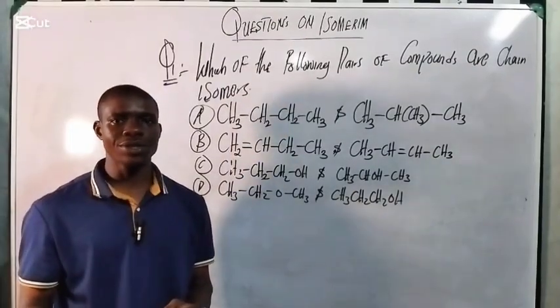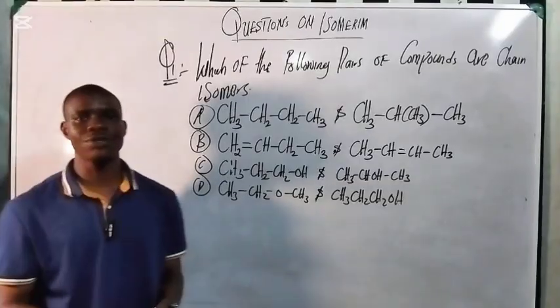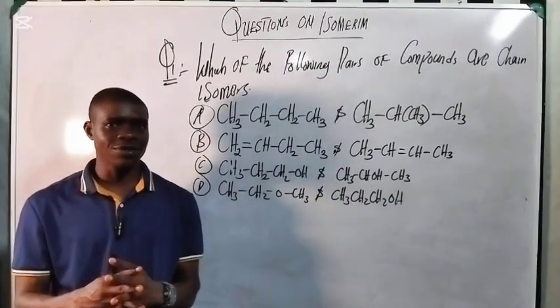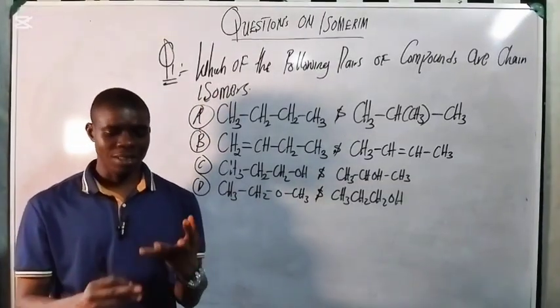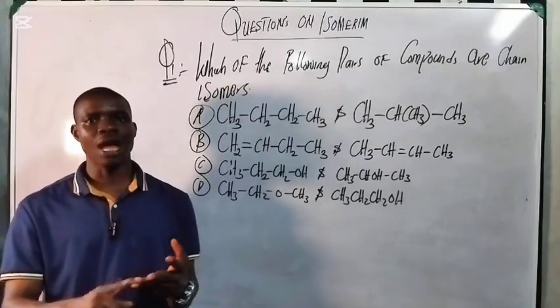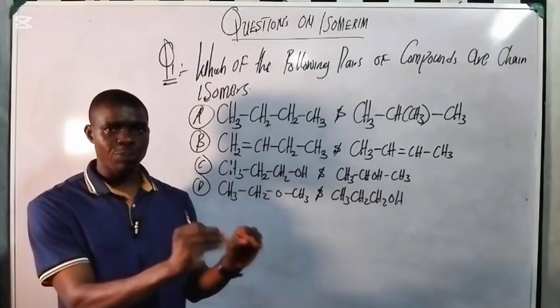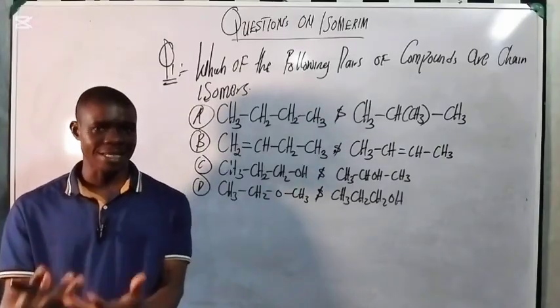Let's solve different questions on isomerism, based on the first video we have done. In the first video, I explained what isomerism is, the different types of isomerism, and what chain, positional, and functional group isomerism are. So we are going to look at some example possible questions set under that aspect.